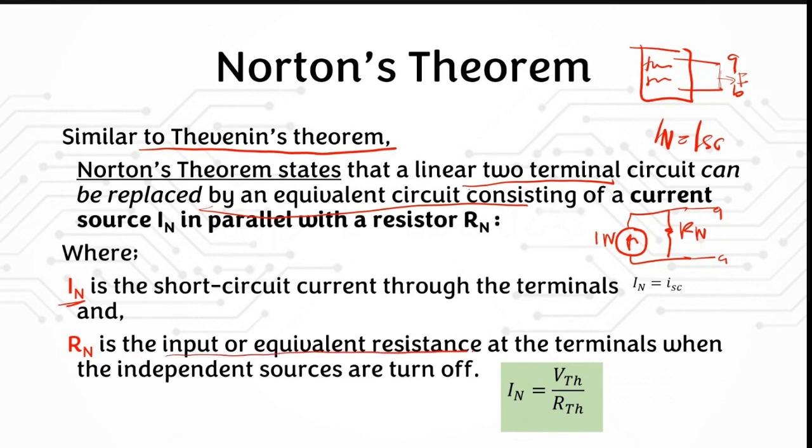the input or equivalent resistance at the terminal here, when the independent sources are turned off. So that means this is the case when you have all the independent sources in your circuit. You can just turn off all the independent sources in order to find the value for the equivalent resistance.